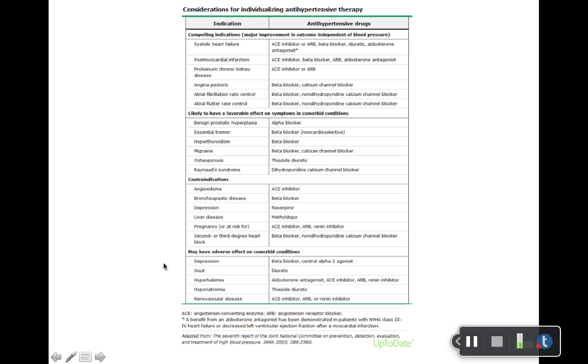And part of that is because on these board questions, they'll describe a patient who has depression, right? And also has hypertension, because that is something that can happen. So which drugs may have an adverse effect on comorbid conditions? If a person has depression, then maybe a beta blocker isn't a great first line choice for them. Or even second line, maybe, if you can avoid it, because it could maybe make their depression worse. So I want you guys to start being able to make those connections.